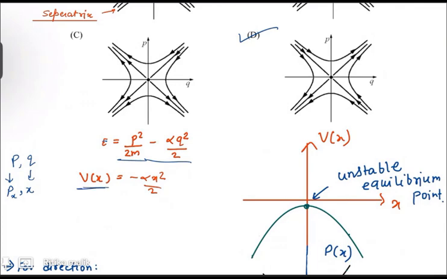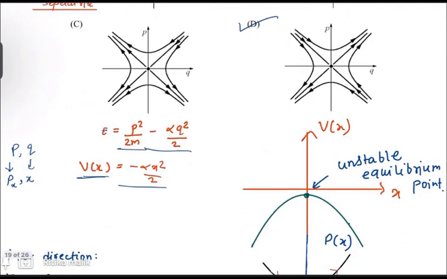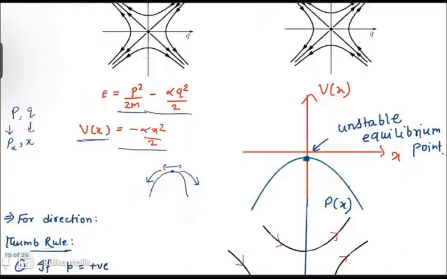So our potential energy is given by the expression minus alpha square by 2. Now if we plot the potential energy, this is how it looks: V(x) versus x. It's an inverted parabola. And we know that whenever you place a particle and slightly displace it from this position, the particle will move far away from its equilibrium position. So at this point, we always have an unstable equilibrium point.